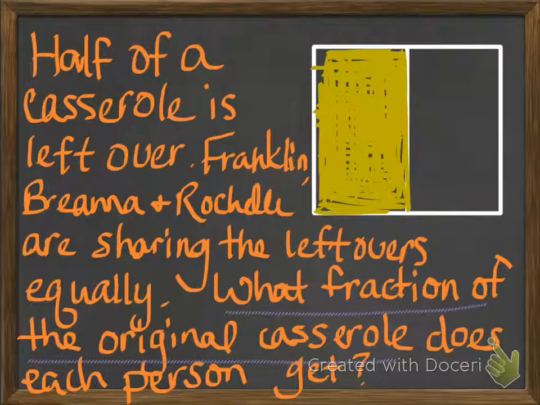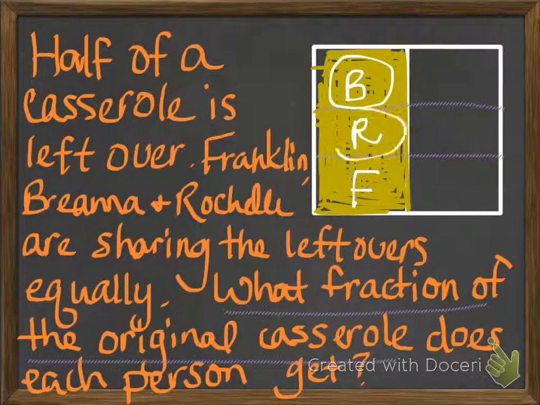So the first part is pretty easy. I'm going to take this 1/2 of a casserole, and separate it into 3 pieces for 3 people. So I'm going to cut it into thirds. So let's say that's Franklin's piece. Let me use a different color here. That's Franklin's piece, that's Rochelle's piece, and then that's Brianna's piece. So I have to figure out how much Brianna gets, how much Rochelle gets, and how much Franklin gets out of the whole thing.